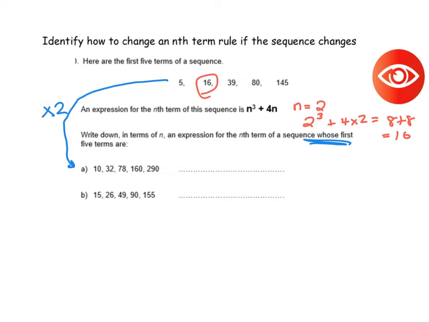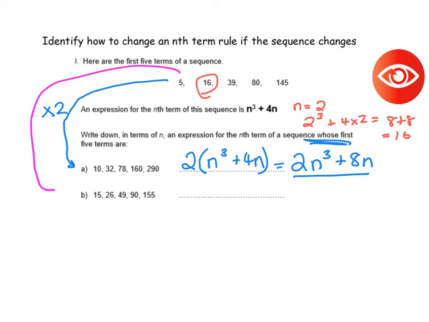So what that means for the actual nth term equation is that we're going to do 2 lots of the expression that we were given. We're just going to expand that out to make it neater. So I've got 2n cubed plus 8n, and that's my answer. So it's finding what's happening between what they give you and what's coming next.